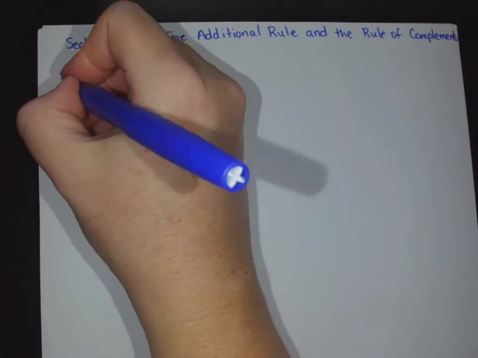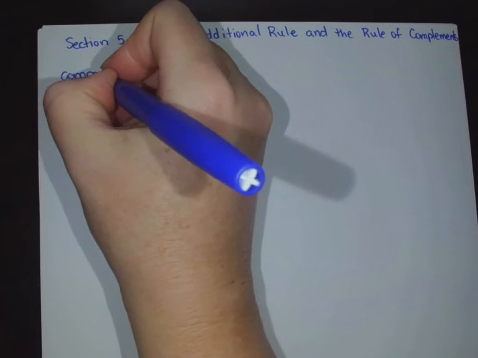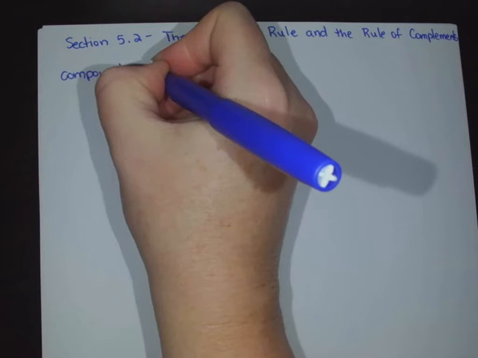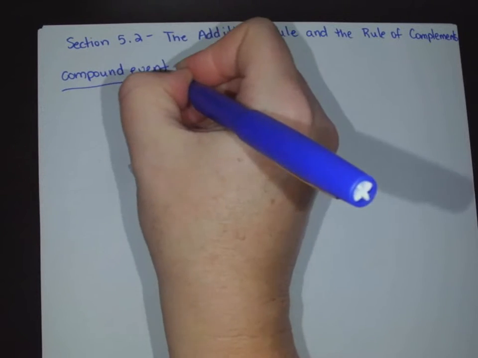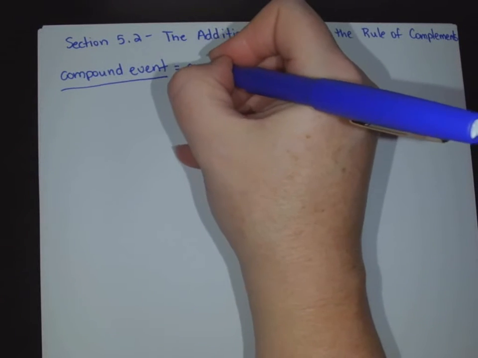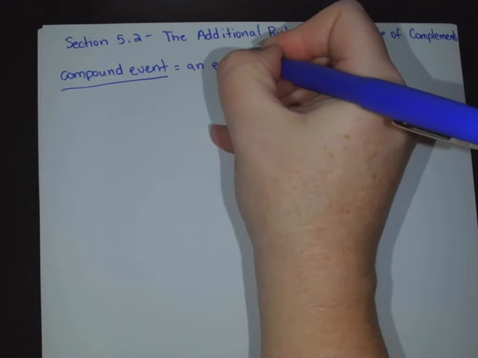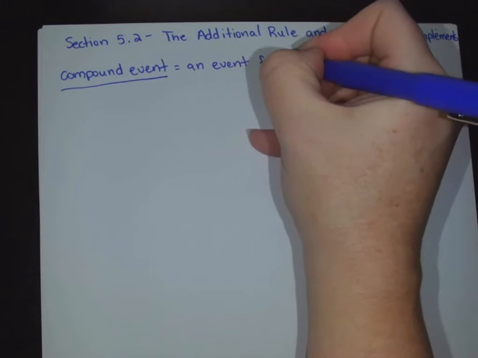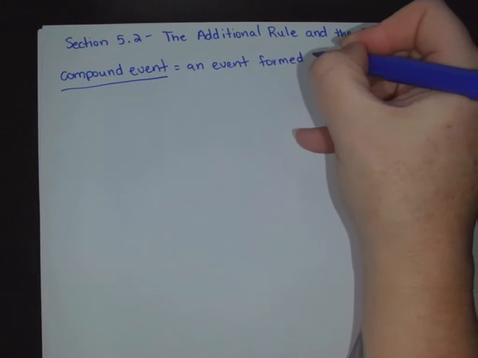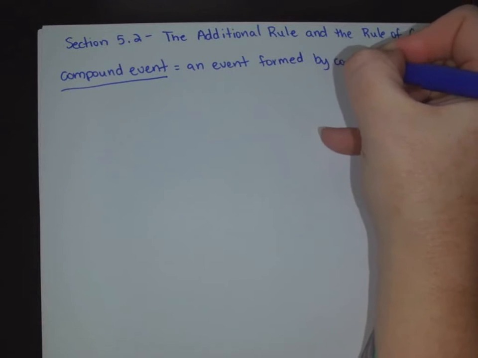Okay. So we're going to begin to look at compound events, which are basically just like they sound, more than one event occurring at the same time. So it's an event formed by combining 2 or more events.